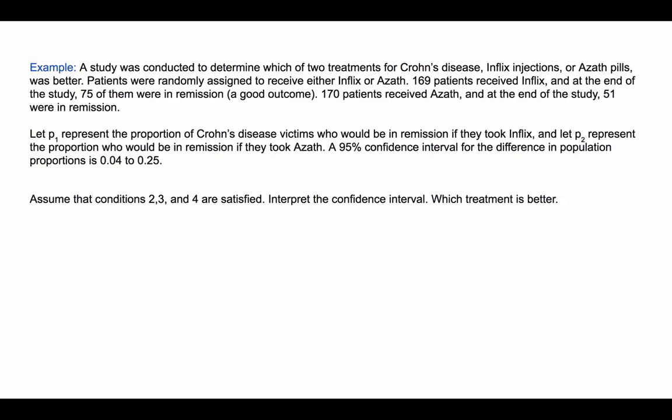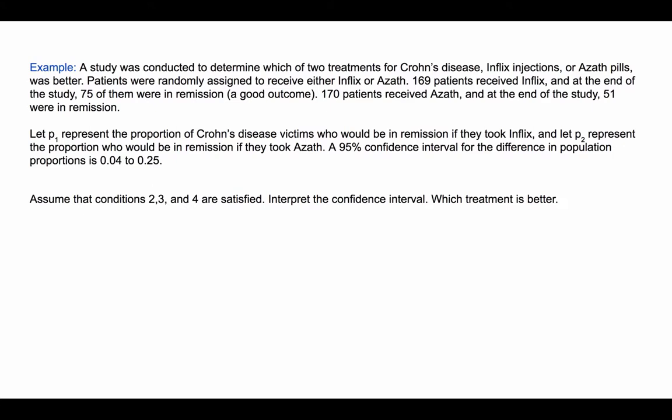Okay, here's our example. A study was conducted to determine which of two treatments for Crohn's disease, Inflix injections or Azath pills, was better. Patients were randomly assigned to receive either Inflix or Azath. 169 patients received Inflix, and at the end of the study, 75 of them were in remission, a good outcome. 170 patients received Azath, and at the end of the study, 51 were in remission.